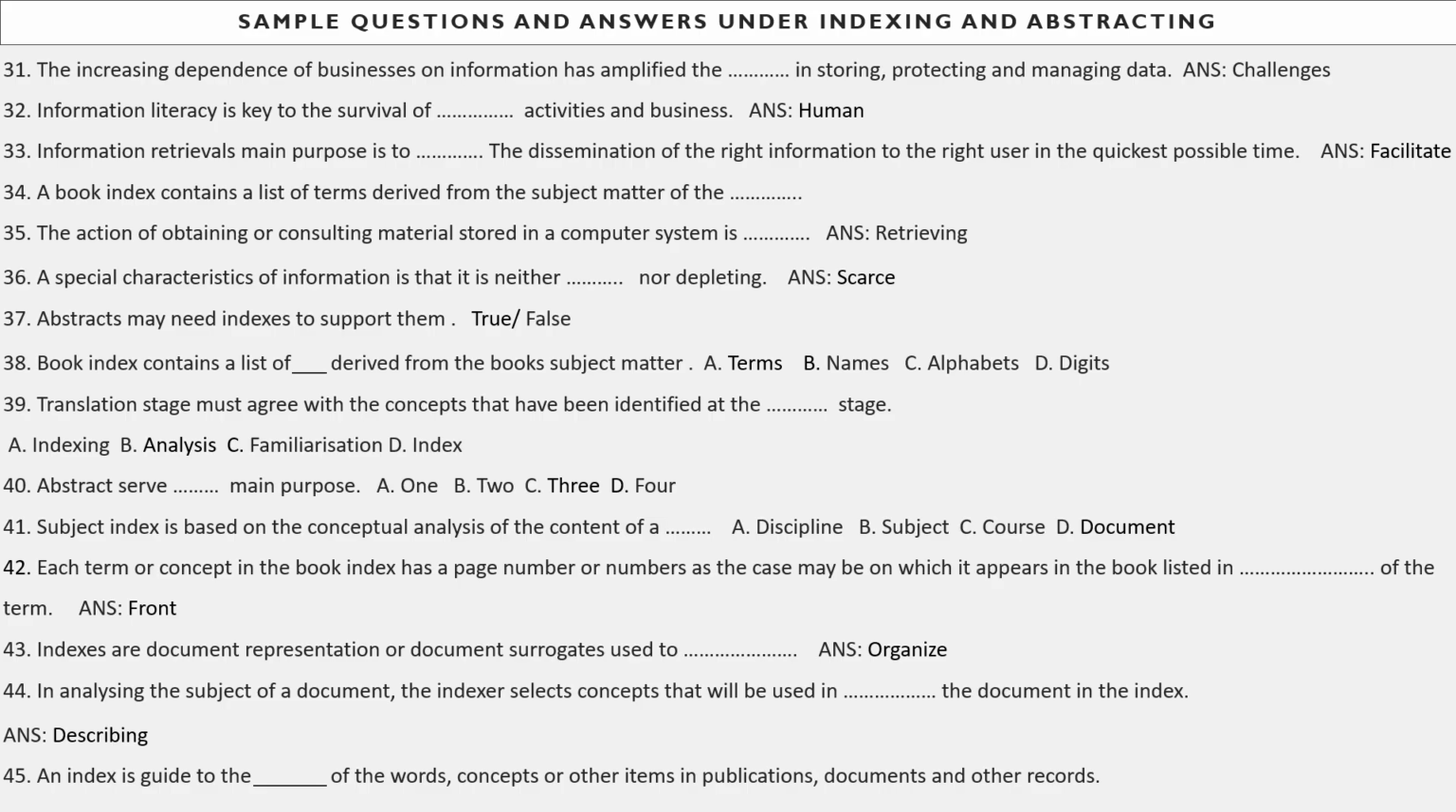Question number 42. The correct answer is font. In the book index, each term or concept is listed alphabetically, and then the page number or numbers where it appears in the book, that shows a font of the term.